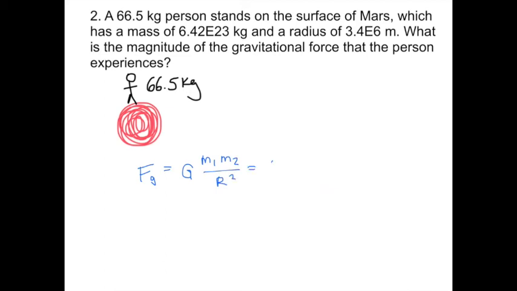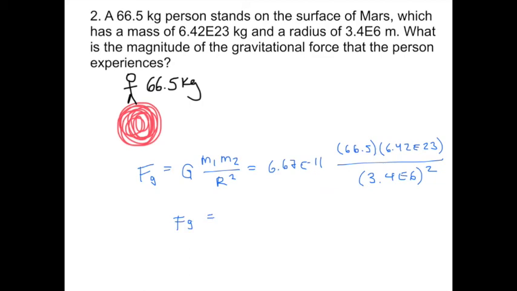So we know G, that's 6.67 times 10 to the negative 11th. M1 will be the mass of the person, so that's 66.5 kilograms. M2 is the mass of Mars, which is 6.42 times 10 to the 23rd kilograms. And then on the bottom we have radius squared, so that's 3.4 times 10 to the 6 meters squared. Now if we simplify all of this, we get that the force of gravity that's acting on the person is approximately 246 newtons.